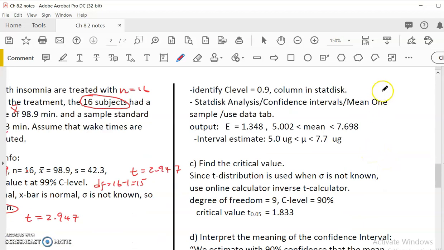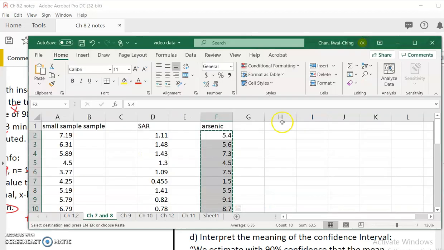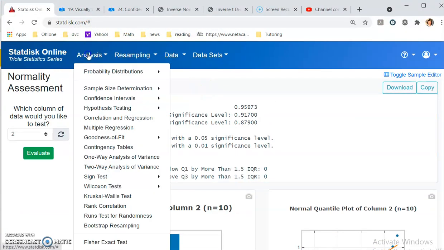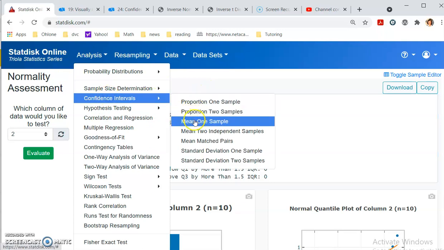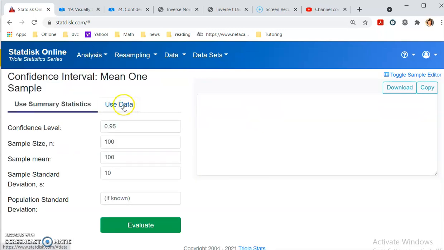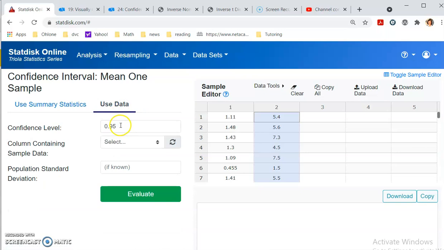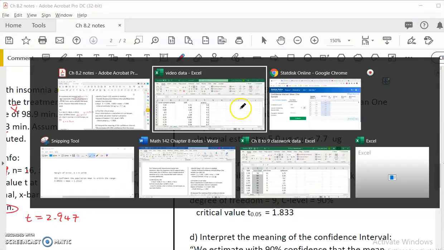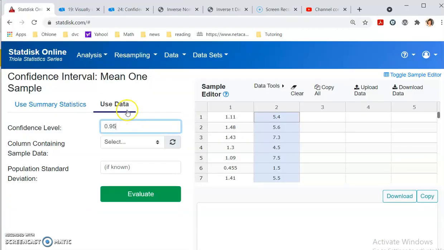So what confidence level are we doing? Our confidence level is 0.9. We move the data into Statdisk and we'll just do it. Okay, so go back to Statdisk. After we do this, we would do Analysis, Confidence Interval, Mean One Sample, but we use data. And is it 0.9? What was it? 0.90. Okay, 90% confidence interval.